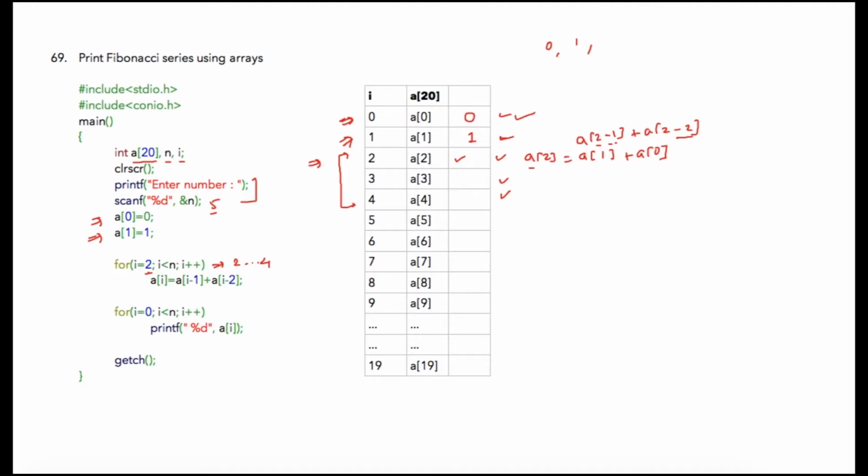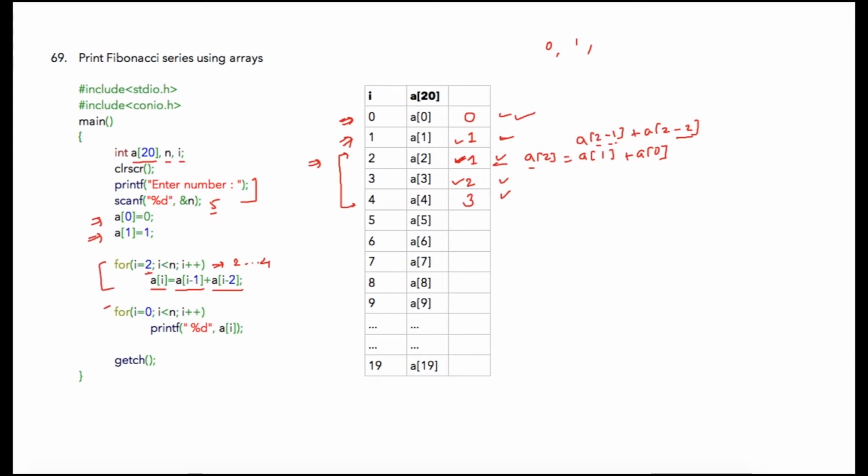So your statement would be a[i], that is the current index, is equal to a[i-1], so you get the first previous number, plus a[i-2], you get the second previous number. So here 0 plus 1 will be 1. In the second iteration, 1 plus 1, that will be 2. In the final iteration, 2 plus 1 will be 3. And after that, this for loop will get completed.